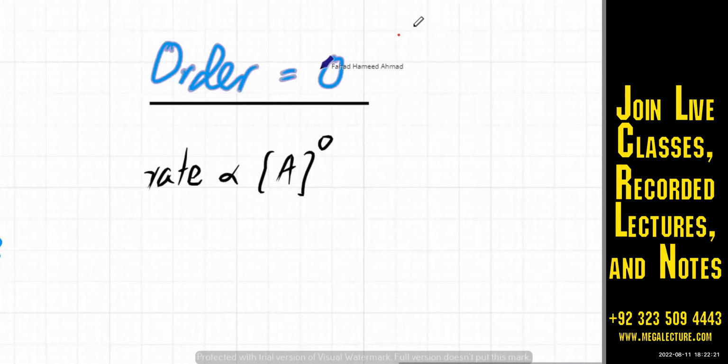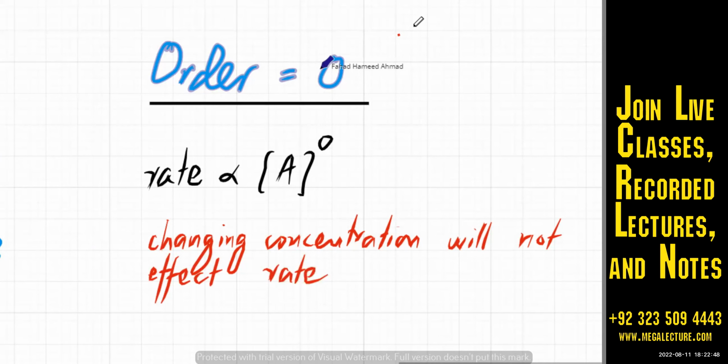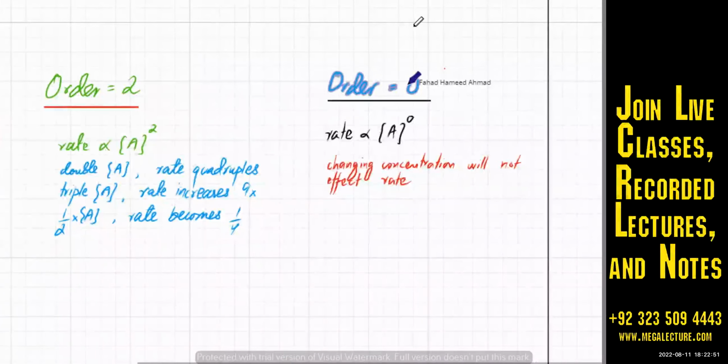That's in this one. So rate, that means changing concentration will not affect the rate of the reaction. So rate would kind of be constant. Nothing will happen to it. There'll be no change on the rate of the reaction if the order is zero.